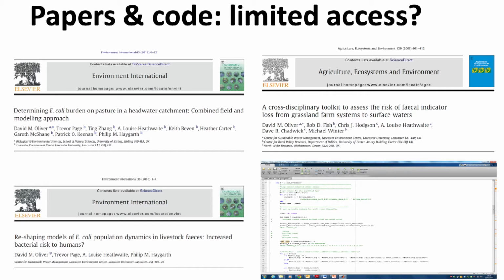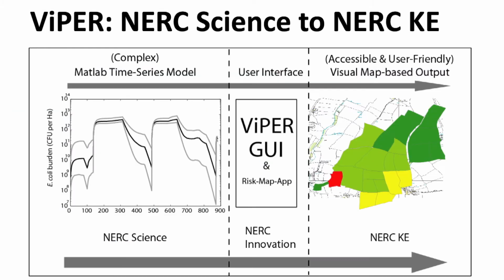So the whole idea of the Viper project was to sort this out, to actually make it much more accessible and to convert it into a usable tool rather than just for it to be locked away in model code and published papers behind a paywall. So the idea then was to take this MATLAB time series model and convert it into something that is much more easy on the eye, something that resembles something like a manure management plan or a soil erosion risk map. And the idea was that to do that we would have a junction box in the middle, a graphic user interface that basically was Viper.